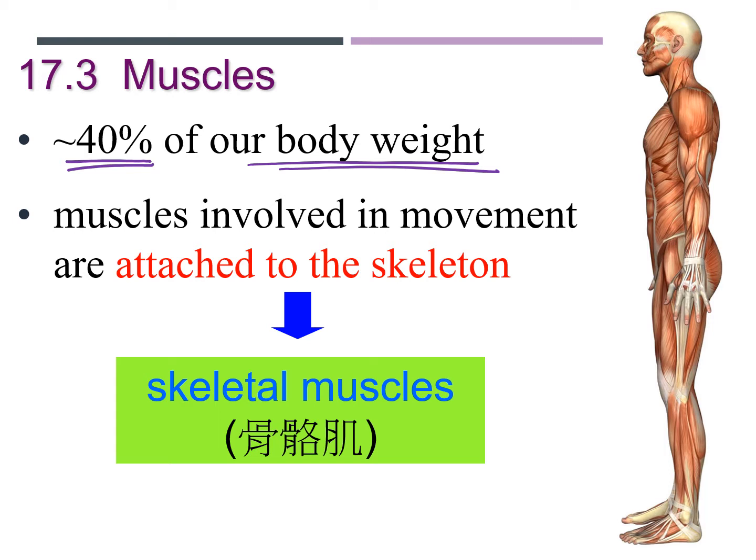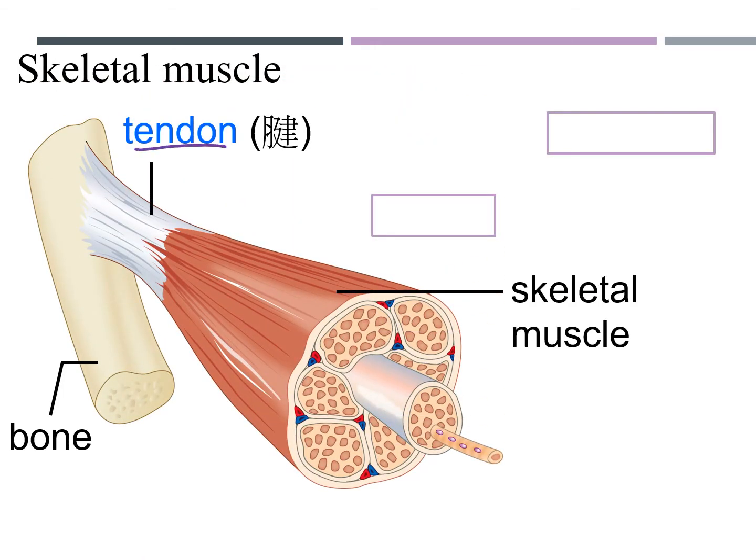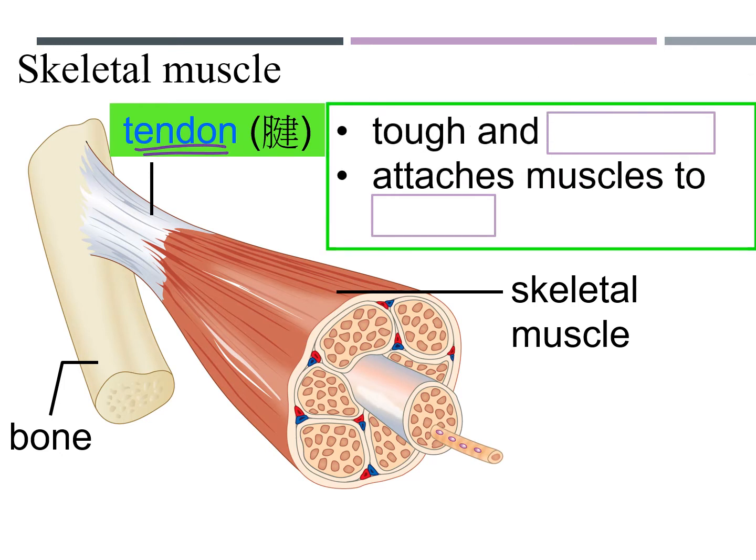Muscles make up around 40% of our body weight. There are different types of muscles. The muscles which are involved in movement are attached to our skeleton. We call them the skeletal muscles, 骨骼肌. Our skeletal muscle is attached to the bone by a structure called the tendon.